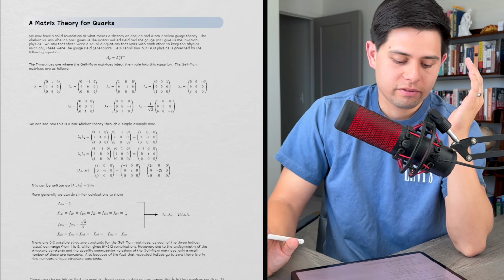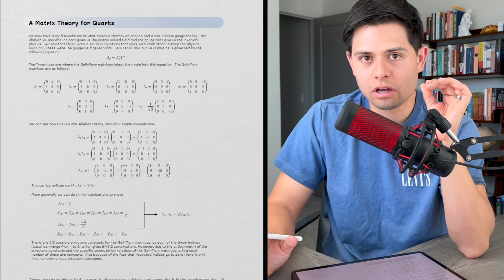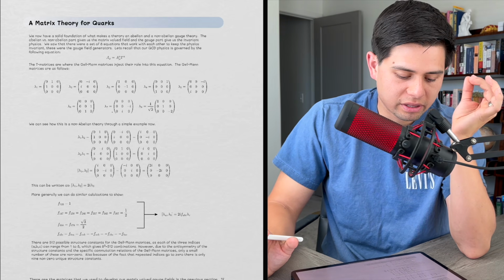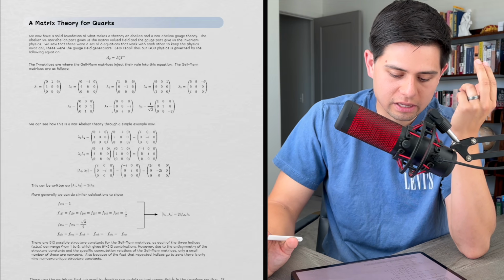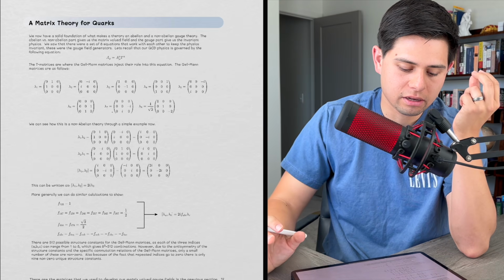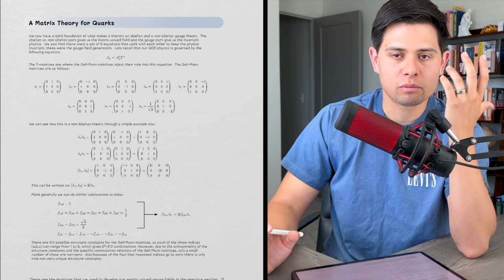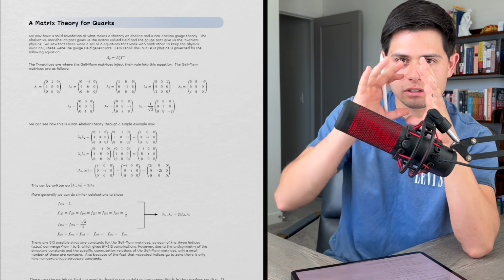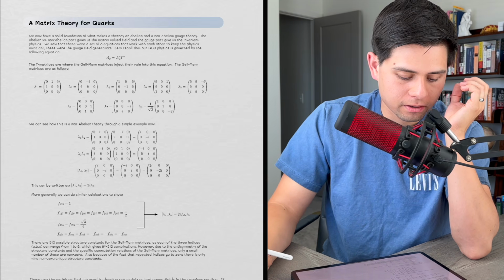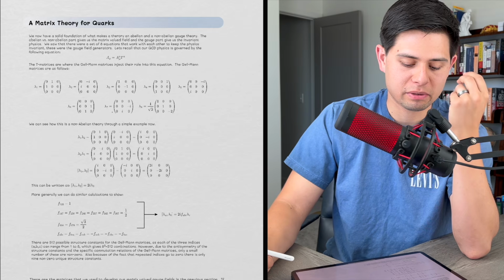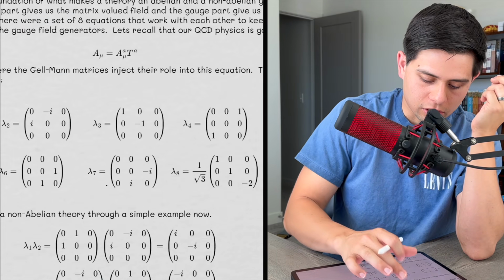All right, so we have a solid foundation now of what makes a theory an abelian versus a non-abelian gauge theory. The abelian versus the non-abelian part gives us the matrix valued field, and the gauge part gives us the invariant physics, right? So it being a gauge field means that no matter how we look at the physics, it's always going to be the same. The laws, the equations of motion are always going to be the same. The non-abelian and the abelian part is going to be given to us by these matrices. These matrices are these T matrices, right?